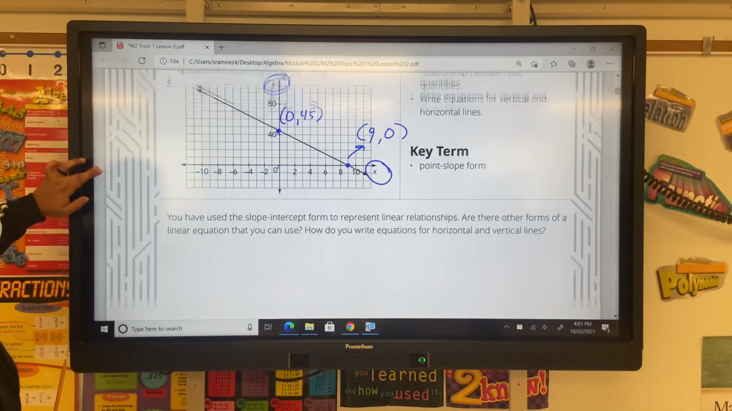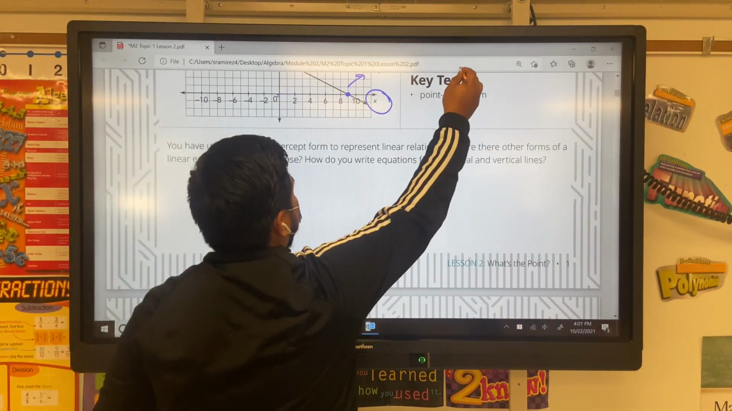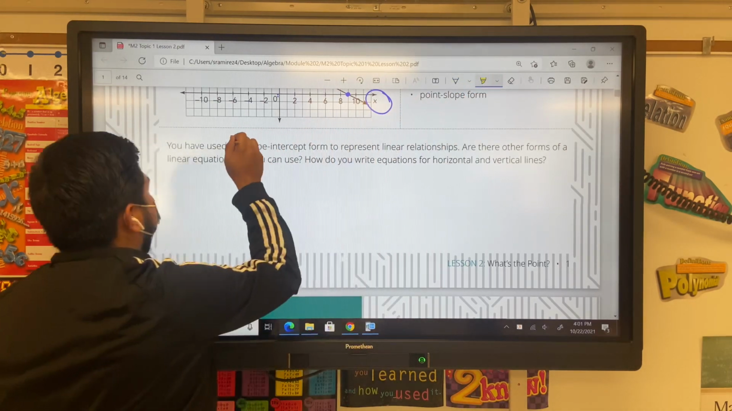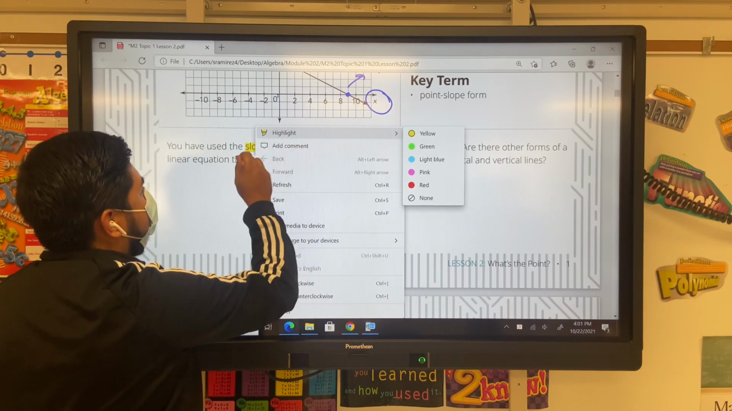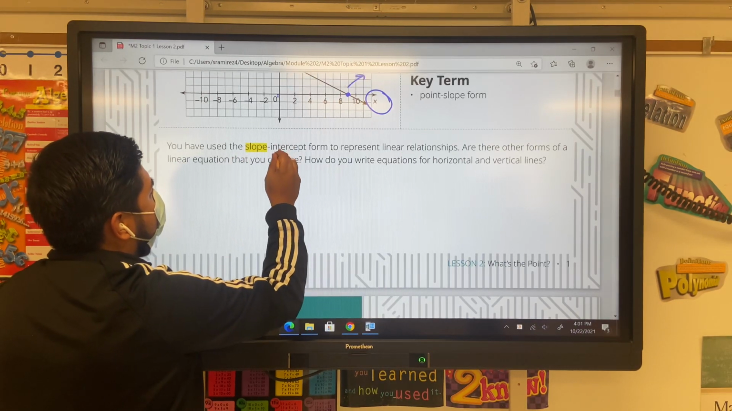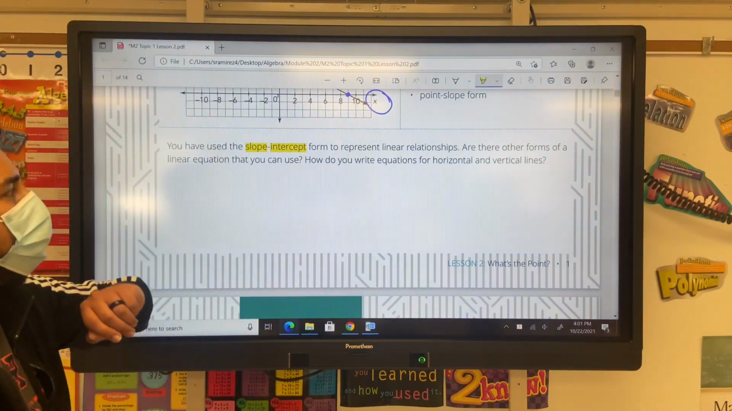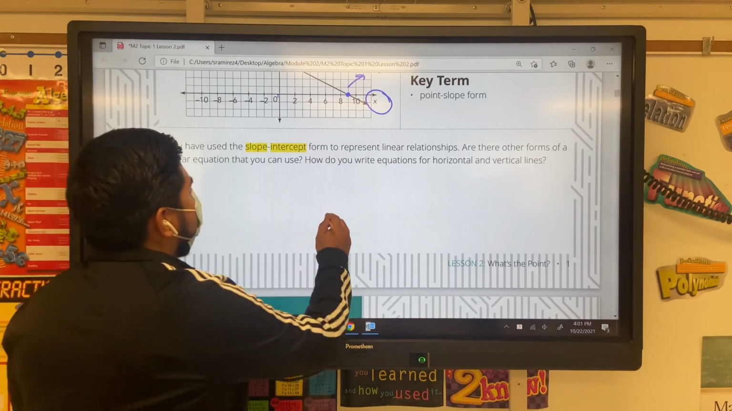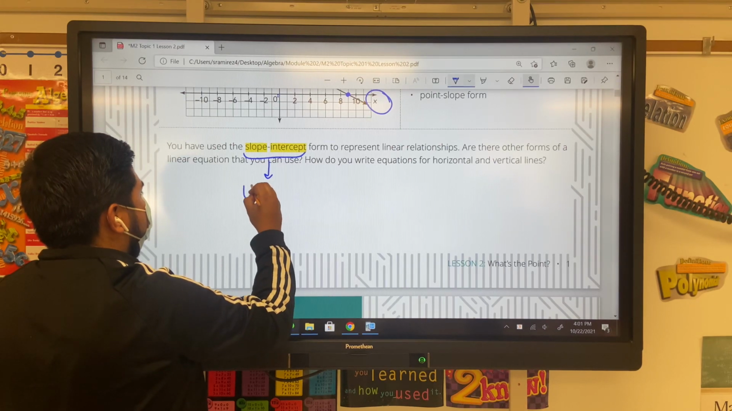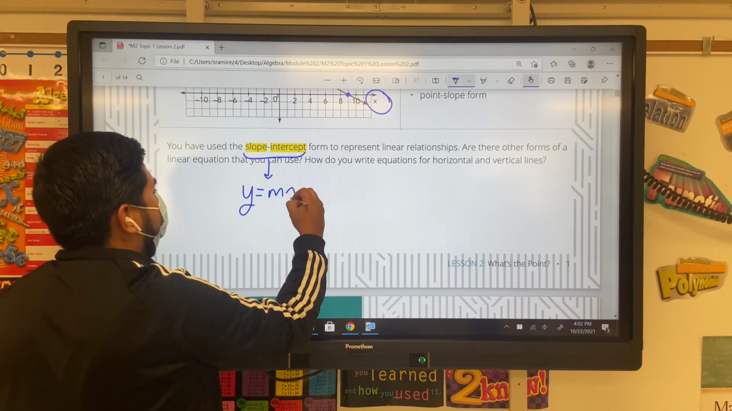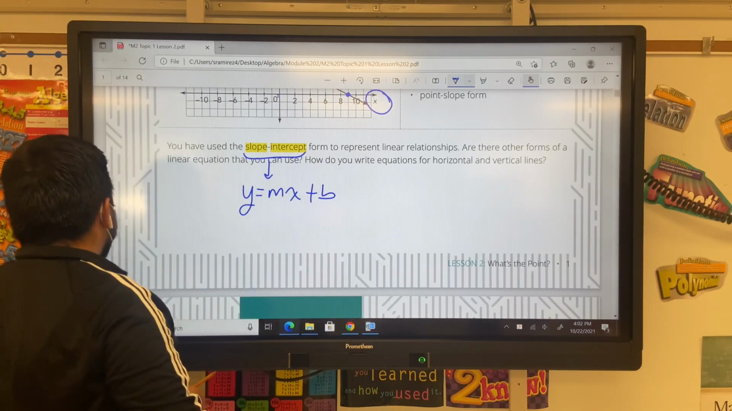Point slope form, we're not going to talk about that gibberish. This is our key word right here. Let me get the highlighter. Slope intercept form. Yes, highlight. Can I highlight it? There you go. Slope intercept form will be our best friend. Okay. Real quick, just to make sure, slope intercept form is y equals mx plus b. We're going to talk about what m and b mean in just a second.